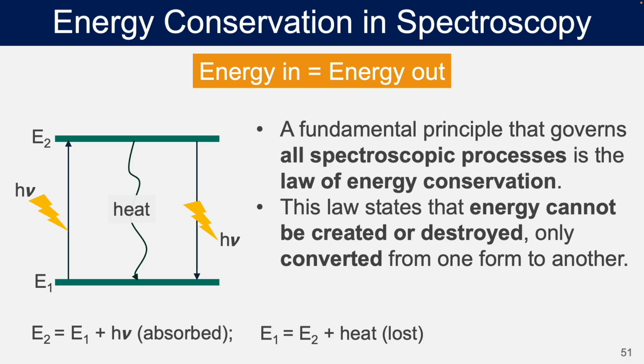Mathematically, during absorption, E2 equals E1 plus h nu. That means the higher energy level equals the lower energy level plus the photon energy h nu. This balance, this energy in equals energy out, is what makes spectroscopy quantitative and reliable. It's why spectral lines can be treated as precise rulers of molecular structure and dynamics.